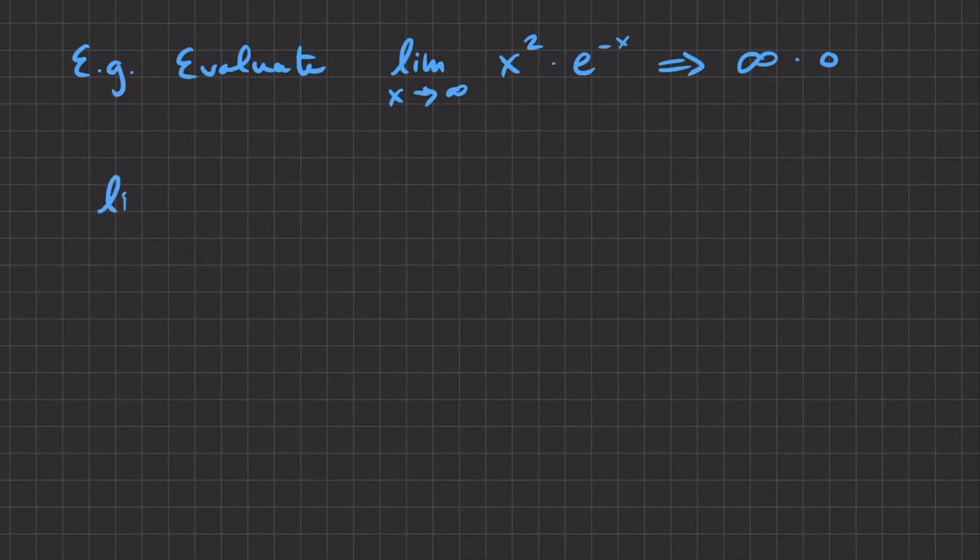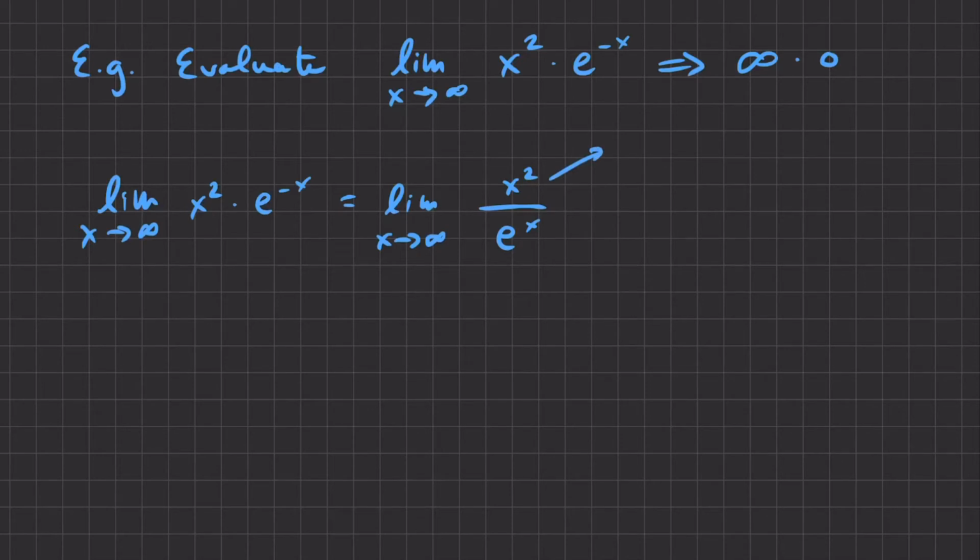So without using L'Hopital's rule, I can say that the limit as x approaches infinity of x squared times e to the negative x is equal to the limit as x approaches infinity of x squared divided by e to the x. Well, I've just forced it into the denominator. And now all of a sudden, I know that this guy is going to tend to infinity, and this guy is going to also tend to infinity. And therefore, I can do the same process that we did last time. I'm going to use L'Hopital's rule.